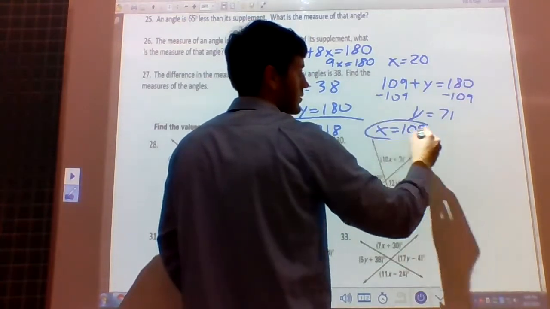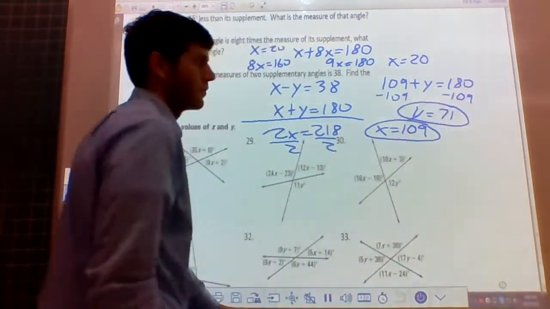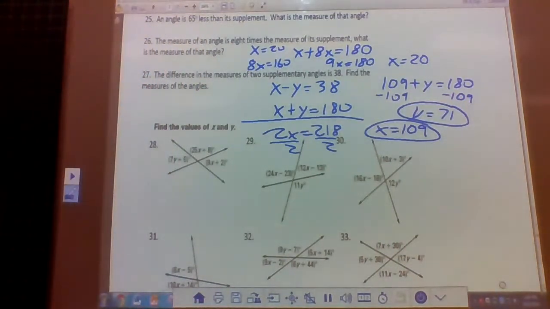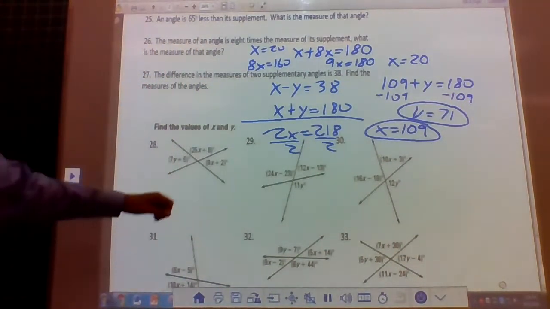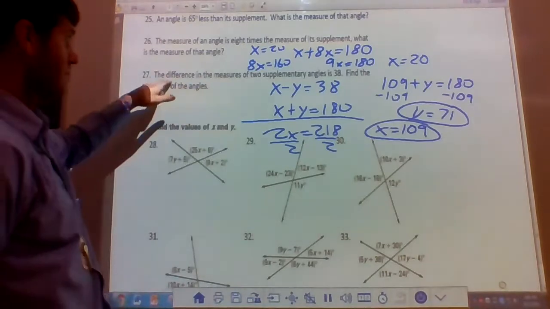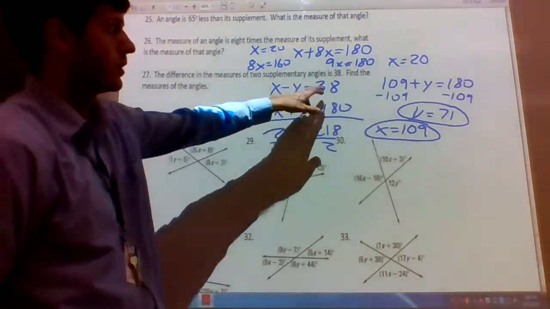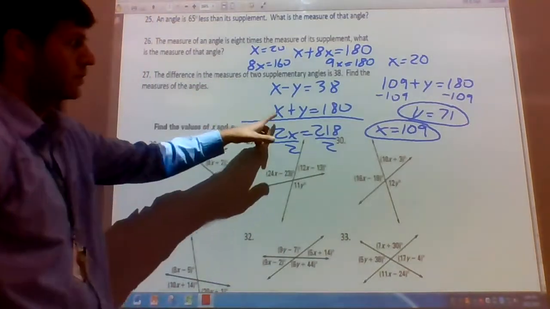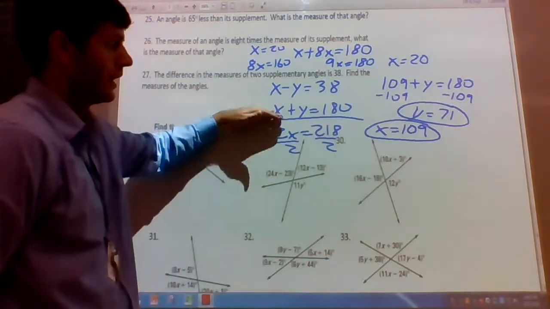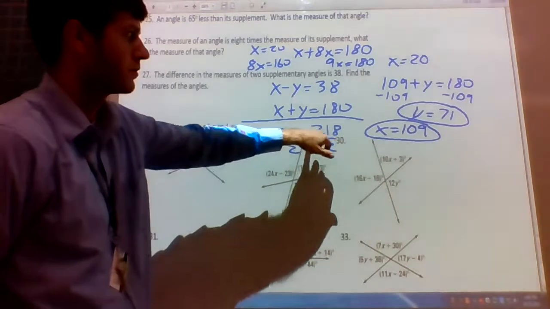So we get x's, right? The difference between them is 38, and they both add up to 180. So this one was a little more complicated. You need two equations. So our two angles were x and y. X minus y is 38. And then we know they're supplementary, so we know x plus y is 180. Add those two together, we get 2x equals 218.